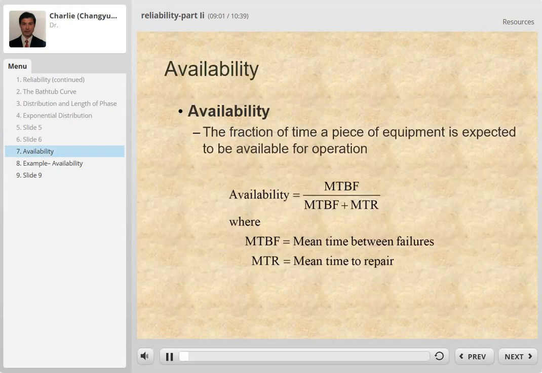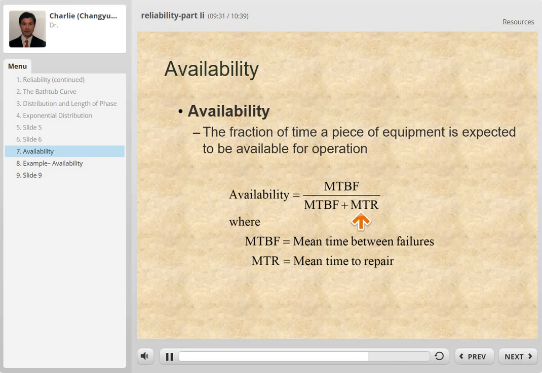Suppose we have equipment and we want to know its availability, meaning the fraction of time that this equipment will be available to use. The availability equals mean time before failure over mean time before failure plus mean time to repair.